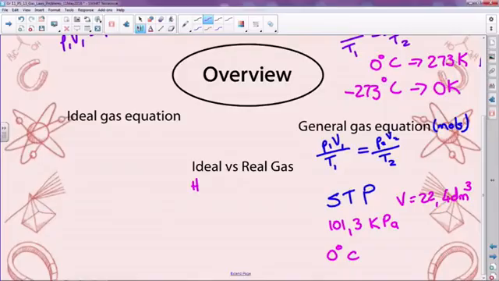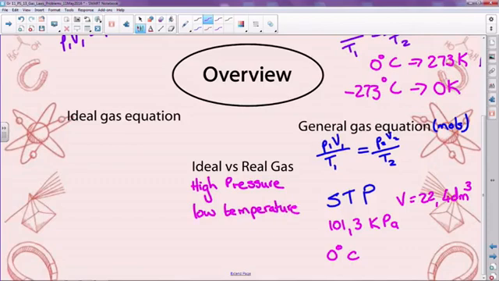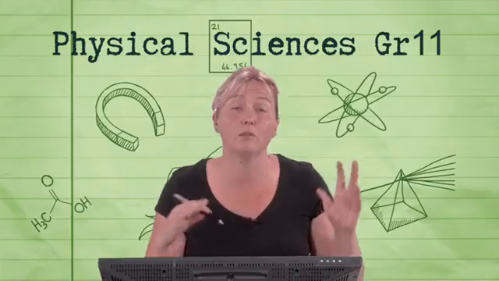At high pressure and low temperatures, you are going to deviate, or you're going to leave the ideal gas prediction. Okay, so at high pressure and low temperature, you're going to deviate from what ideal gases tell us we should expect. Okay, but that's theory. We'll go back to our numerical one now.